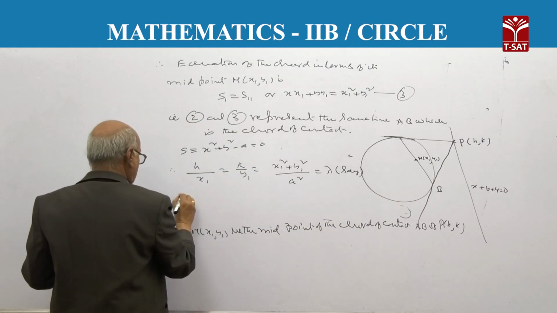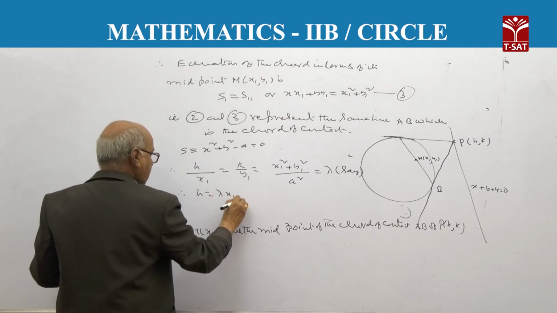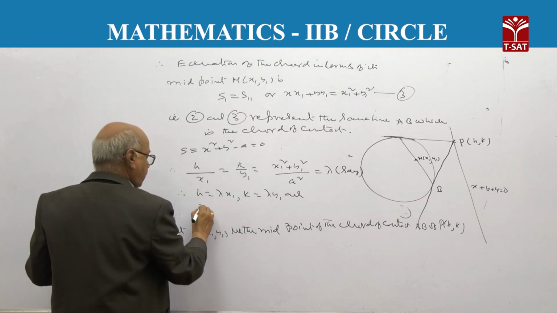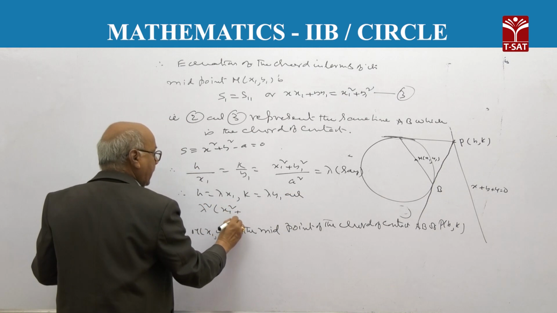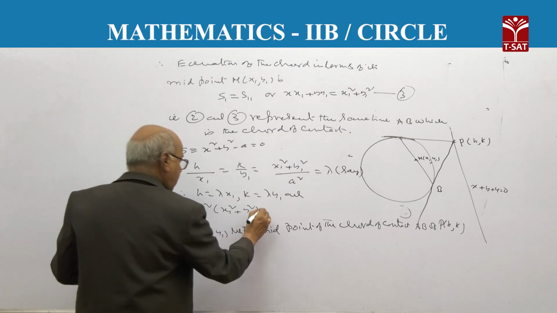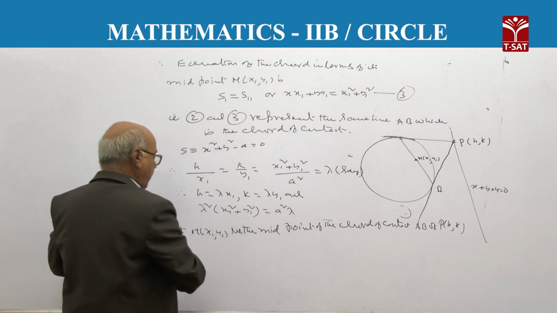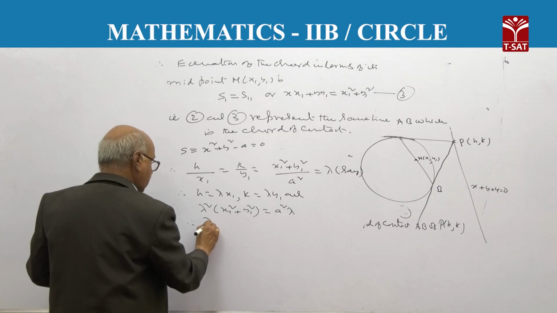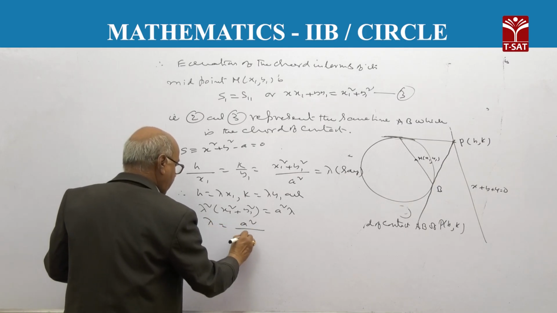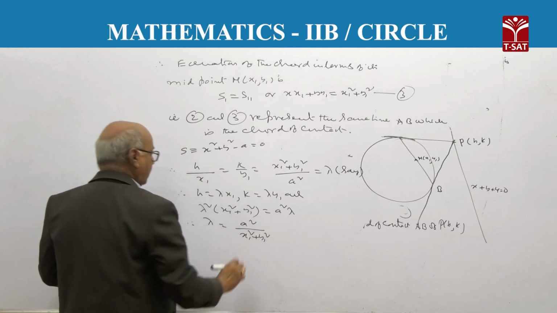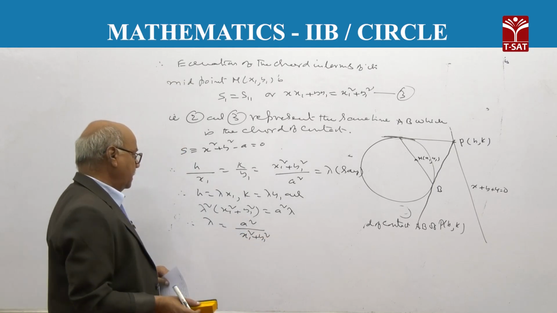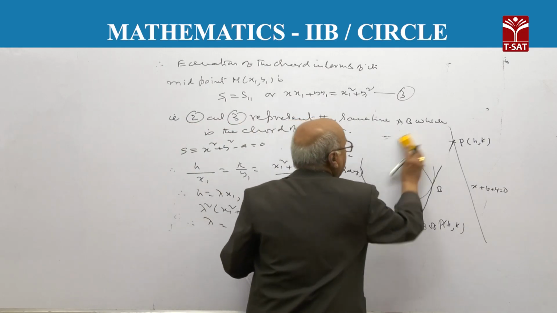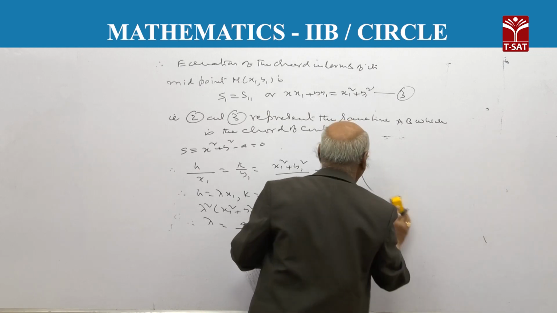So therefore, h is equal to lambda x1, k is equal to lambda y1, and lambda square into (x1 square plus y1 square) is equal to a square lambda. So therefore, lambda is equal to a square by (x1 square plus y1 square). Lambda will cancel. So therefore, now substitute this value.